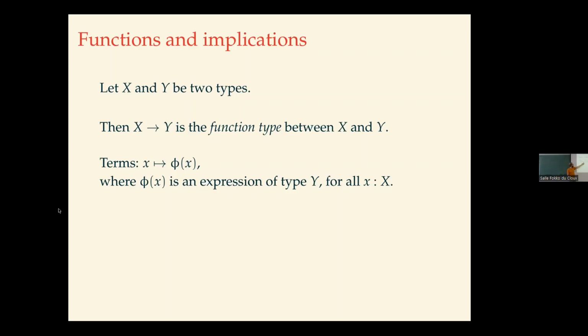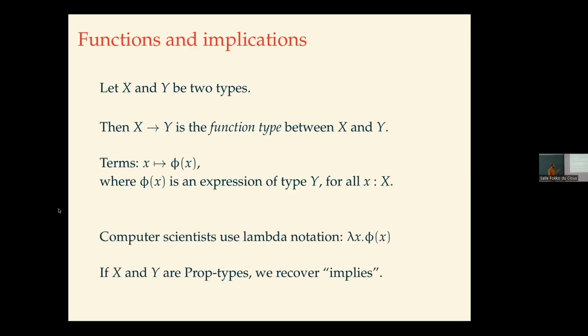So where phi of X, I mean, phi is not a function here, it's just a piece of placeholder notation for some sort of expression, and that expression should be a term of type Y for all X. So for example, if X and Y are both the natural numbers, then this could be the expression X plus 2, and that gives you an example of a function. And so computer scientists have their own notation for this. Instead of the very nice maps-to symbol, they choose to use the lambda symbol so that you cannot use it for anything else anymore. But okay, I survived that, I guess.